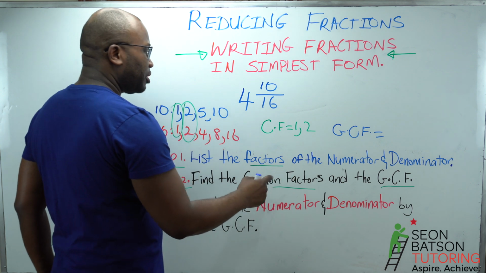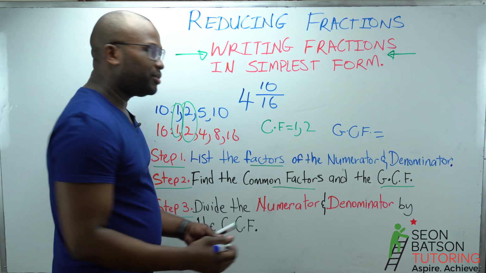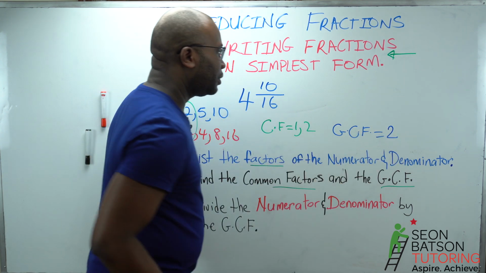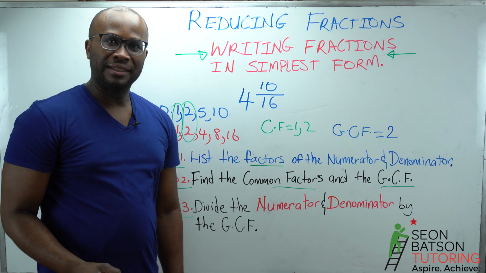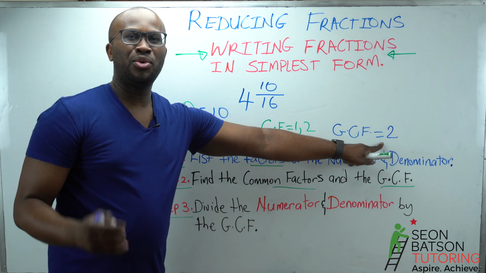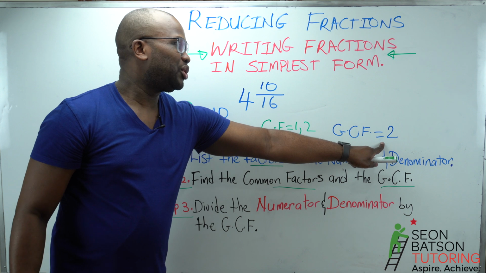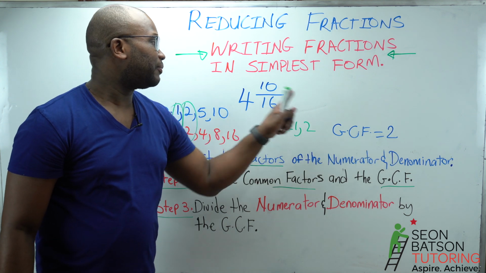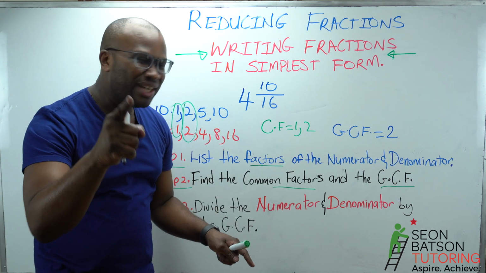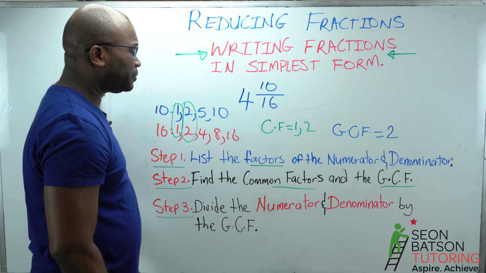And the biggest number between 1 and 2 is 2. Very good. Aha! Now, for those of you who accepted my challenge, did you get 2 as the greatest common factor for 10 and 16? Very good, my friends. I'm proud of you.